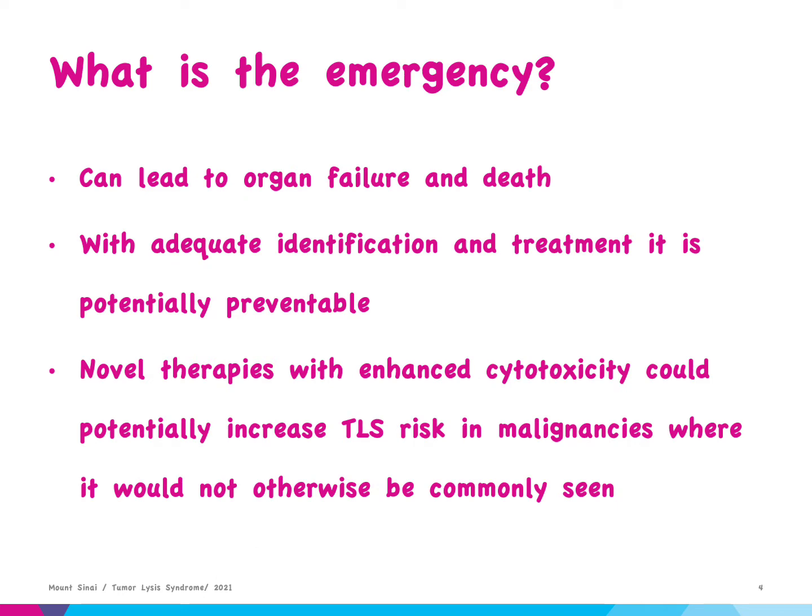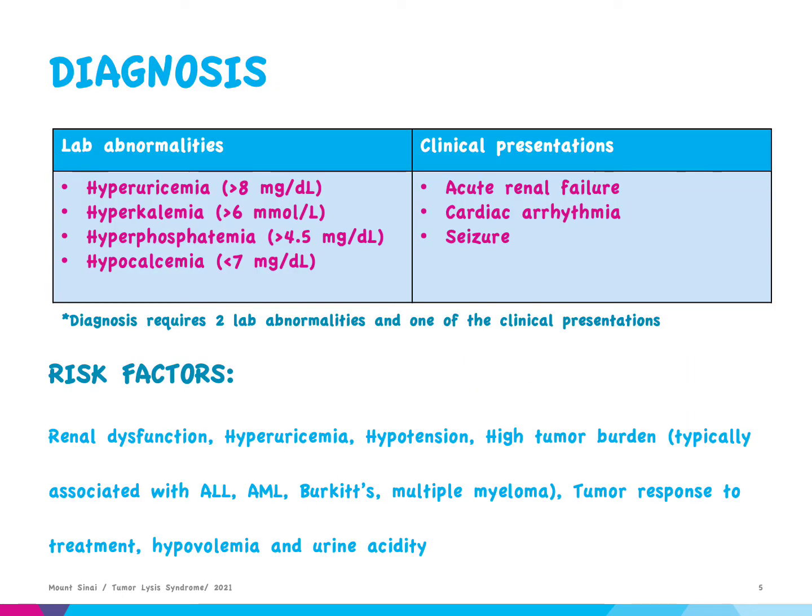And so, what is the emergency? Why are we talking about this? Basically, it can lead to organ failure and death. It is something that is potentially preventable with adequate identification and treatment. And like we said, this condition depends on the lysis of tumor cells. With newer therapies that are more cytotoxic and more effective, you have a more rapid death of cancer cells, and this has been increasing the risk of tumor lysis syndrome developing in tumors where we might not have seen this condition before.